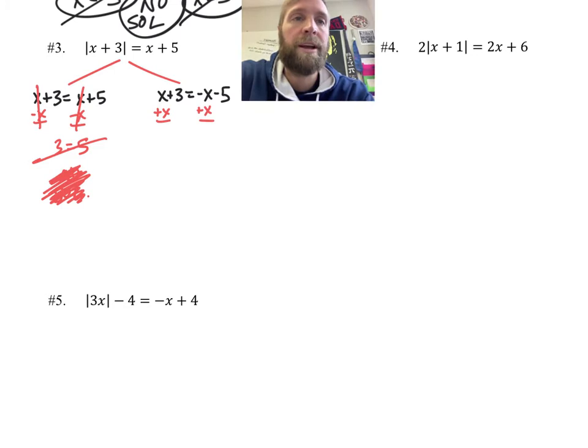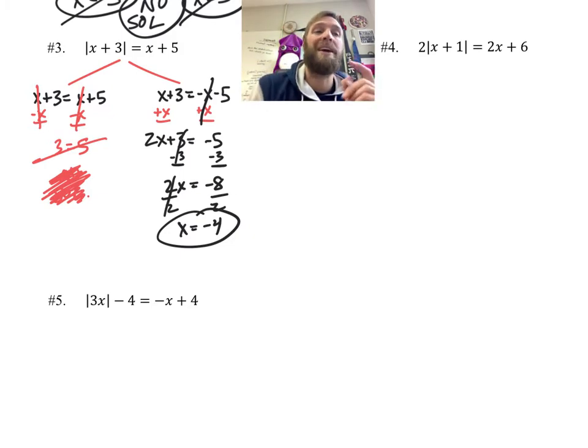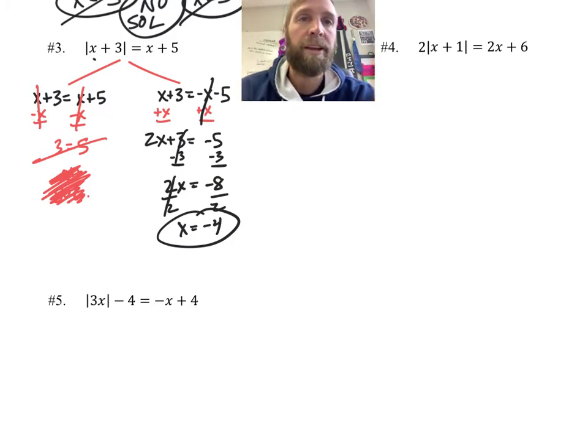Cool, I'm going to go ahead and bring down my work over here, which is 2x plus 3 equals negative 5. Welcome back to middle school math. Go ahead and subtract those 3's on both sides. 2x is equal to negative 8. Divide by 2, x equals negative 4. Let's go ahead and double check and plug it in and make sure that it works and it's not an extraneous solution.